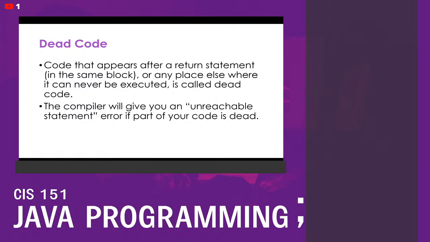Because whenever our program reaches that return statement, it's going to take whatever value it has, return it back up to wherever it needs it, and that's it. It's over. It's done. Anything after that return statement is not going to get executed. You'll actually get an error in Java, an unreachable statement error, if part of your code is dead, which is one of the great things about our Java interpreter here, that it's going to help us out with that.